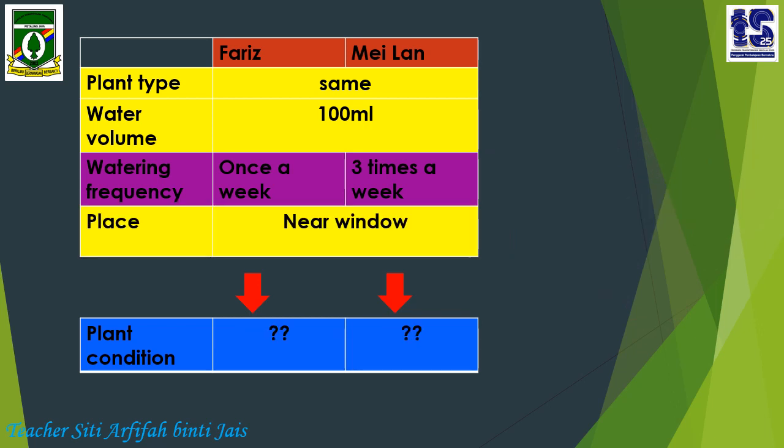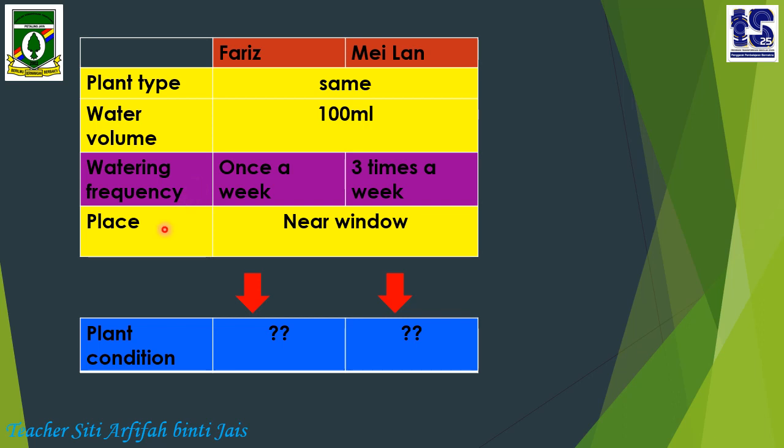So, to ensure an investigation is fair, untuk memastikan uji kaji itu adalah adil, we can only manipulate one variable only. We only manipulate one variable. Kita tak boleh manipulate lebih daripada satu faktor. Okay? So, now we manipulate the watering frequency only.